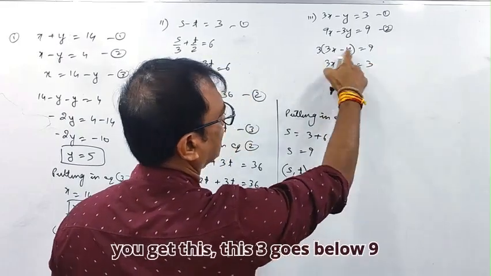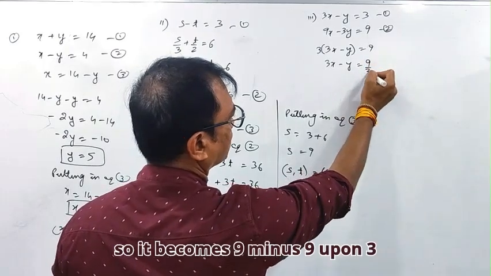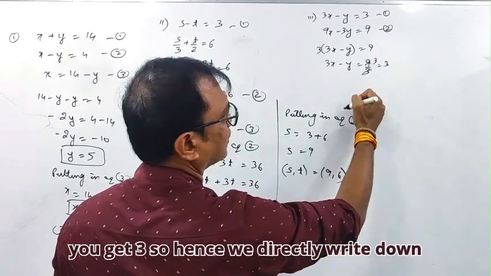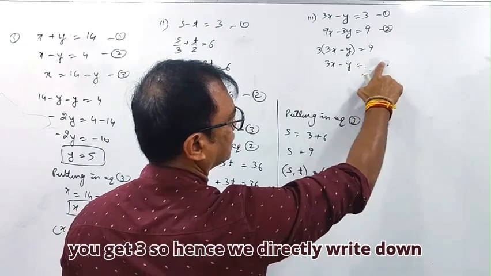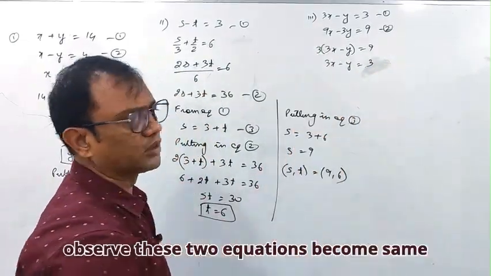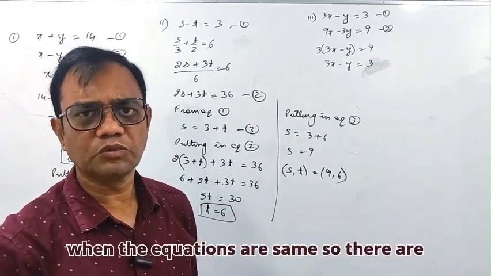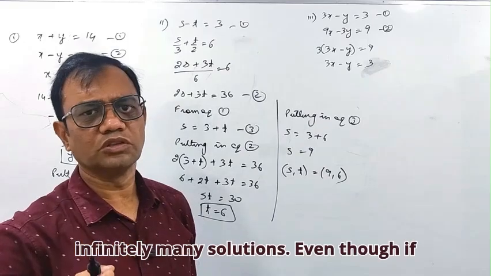If you take out 3 common from all the terms, this 3 goes below 9, so it becomes 9 minus 9 upon 3, you get 3. So hence we directly write down this as 3. Can you observe these two equations become the same? So equation 1 and equation 2 are the same. When the equations are the same, there are infinitely many solutions.